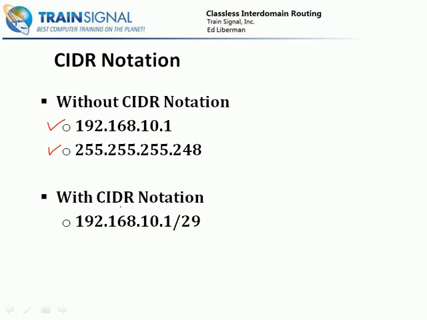With the CIDR notation, all we have to do is say that it is 192.168.10.1 slash, and then we put a number after the slash which represents the number of bits that are in the network ID. Remember, an IP address is 32 bits in total, so the network ID in this case was 29 bits long, leaving 3 bits for the host ID. So there's really no need to have to write out the entire subnet mask anymore. We just simply use CIDR notation.